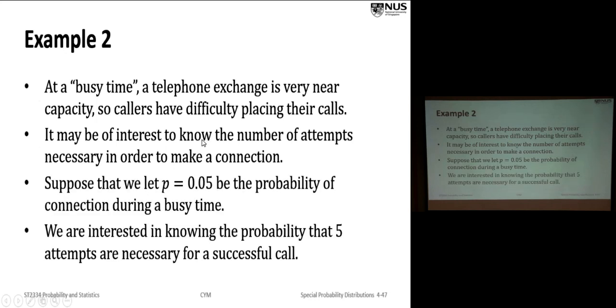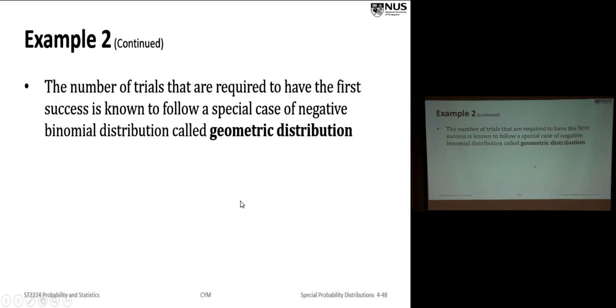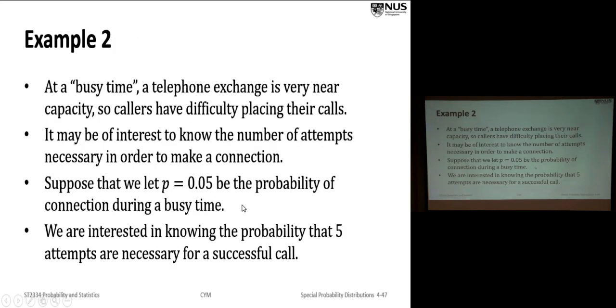All right. I think this is also example 2. I think this is the geometric distribution. Okay. So p is the probability of getting through, and we need 5 attempts to get a successful call. All right. So the probability of success is 0.05, and we only need 1 success. I just want to get through.